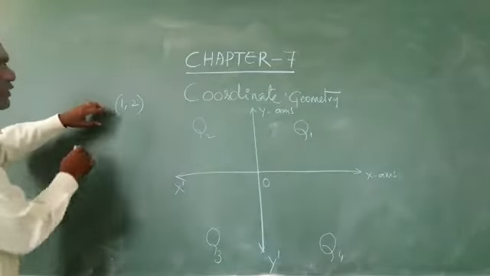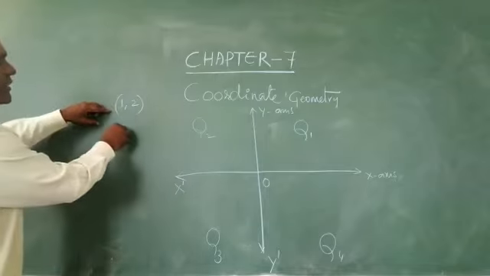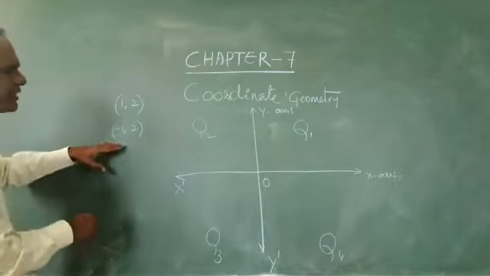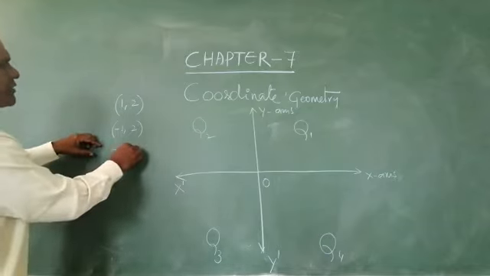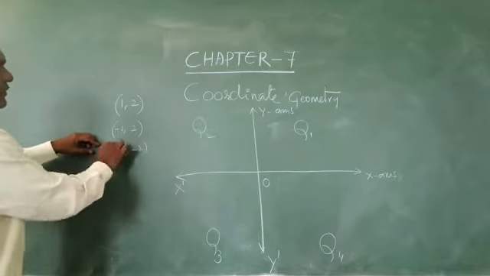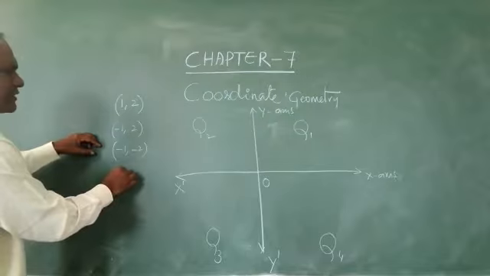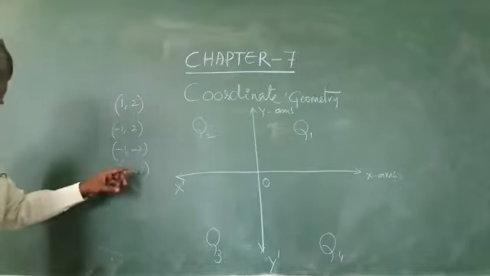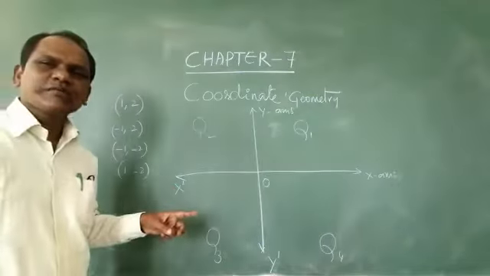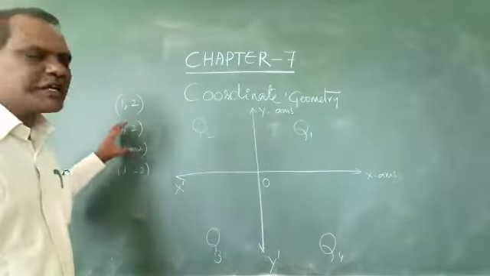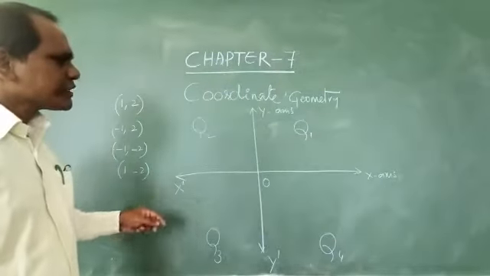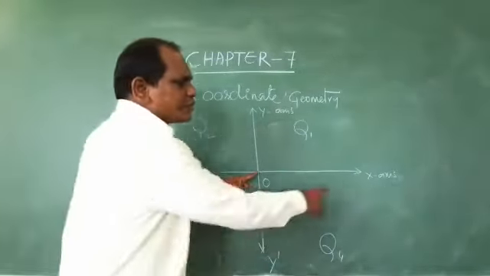The second example is (-1, 2). The third example is (-1, -2). The fourth example is (1, -2). So these are the four coordinate points. Using them, we are going to identify whether they are located in quadrant 1, 2, 3 or 4. Suppose this is the x-axis from 0.